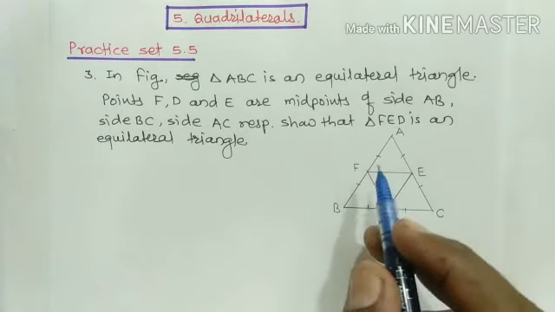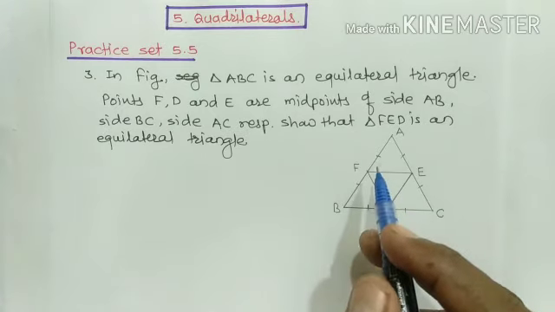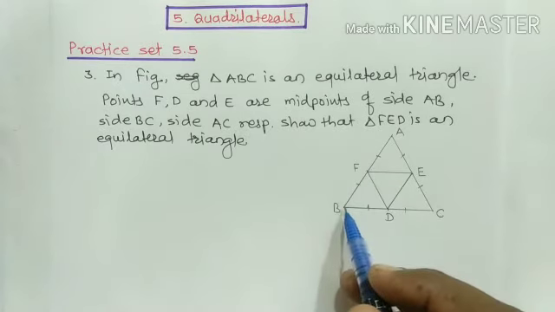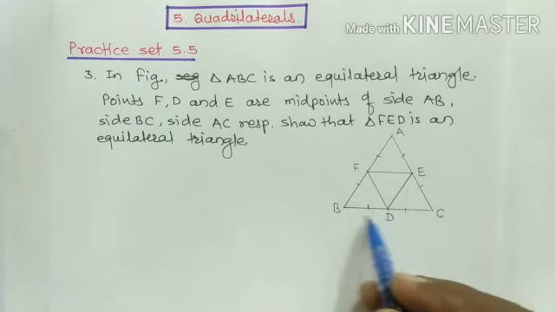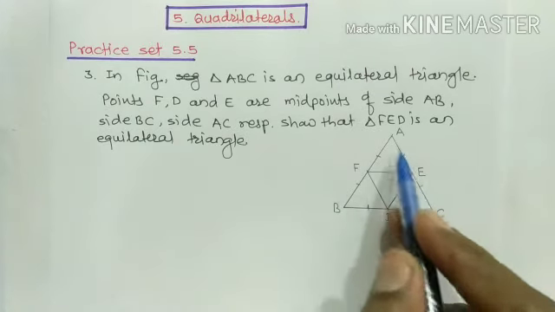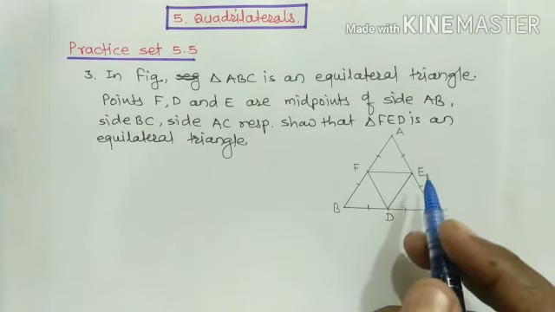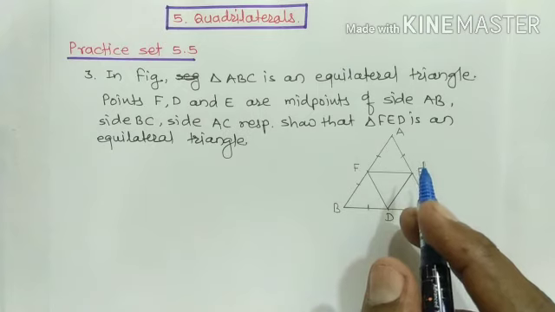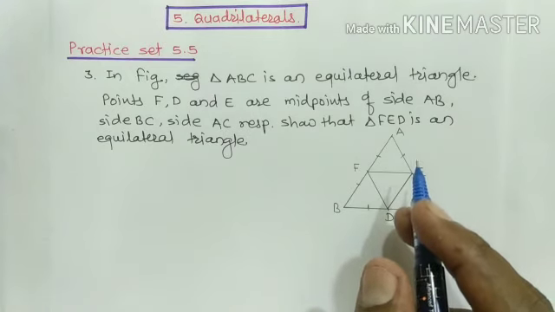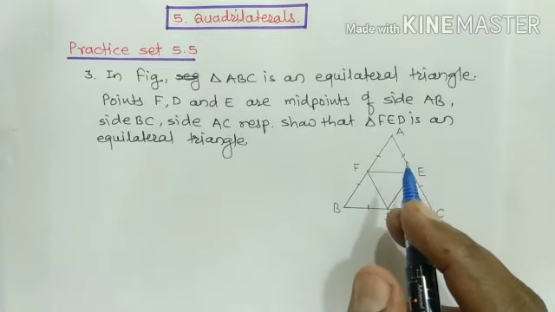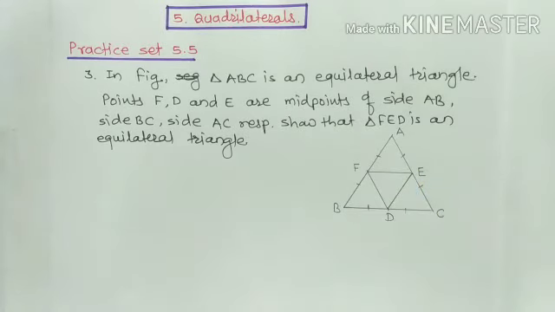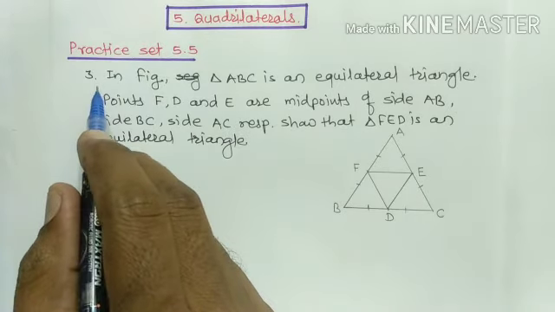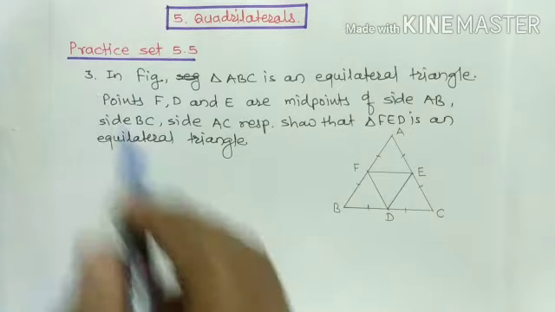This is the midpoint theorem. And the converse of midpoint theorem is: a line passing through the midpoint of a side of a triangle and parallel to another side bisects the third side. This is the converse of midpoint theorem. And by using the midpoint theorem and the converse of midpoint theorem, we are solving the examples in this practice set 5.5. In the previous video, we solved the first two examples from this practice set. Now we are going to solve from 3 onwards.